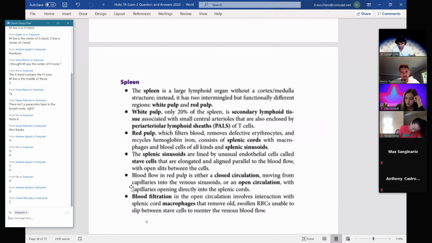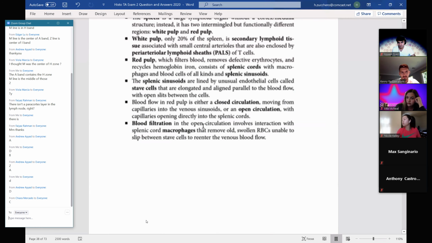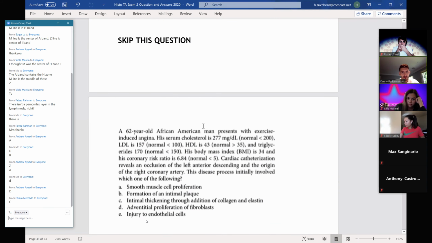Make sure you know the difference between white pulp and red pulp, the sinusoids, and the fact that it has no connection to lymphatics. There's only one arterial supply that brings in the blood and filters the blood. Splenic macrophages are a key cell type to know that you're going to find in the spleen. I think that's it for this question. Skip that one.